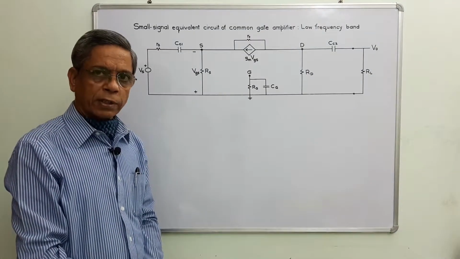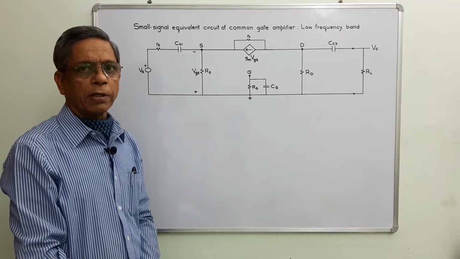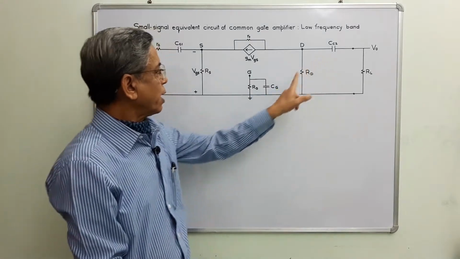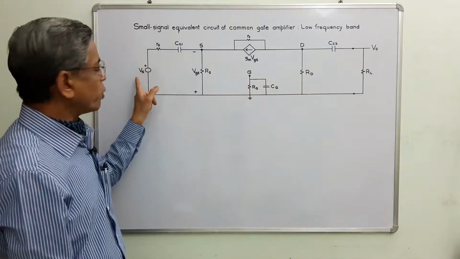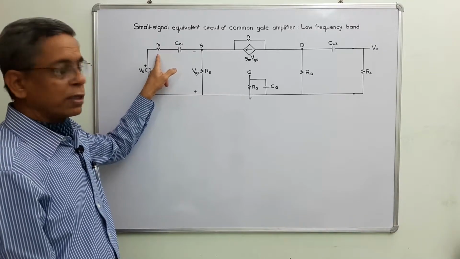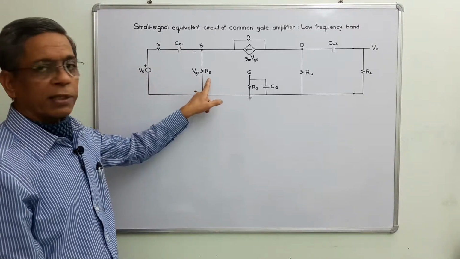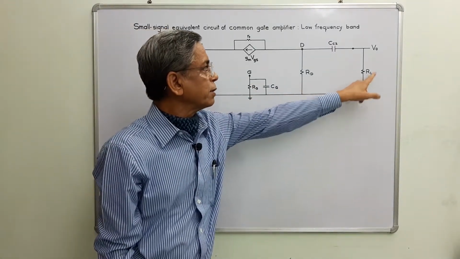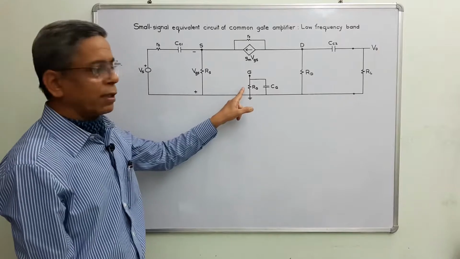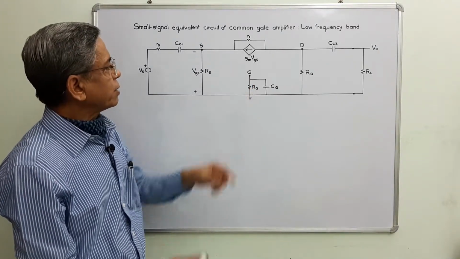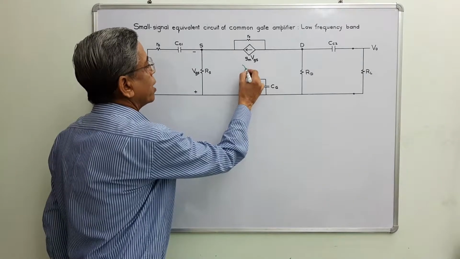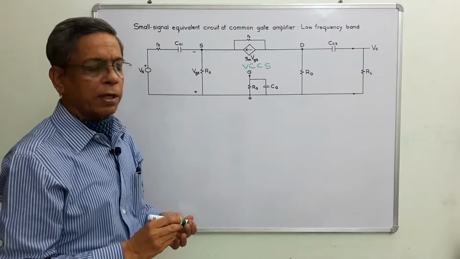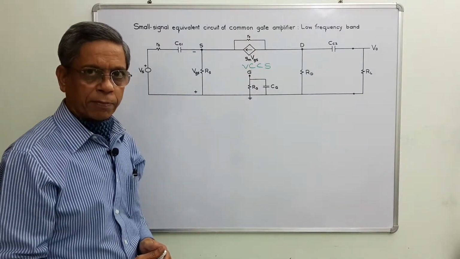This is a small signal equivalent circuit for common gate amplifier working at low frequency band. These two are coupling capacitors, and this is bypass capacitor. This is input voltage source. This is the internal resistance of input voltage source, and this is biasing resistor, and this is drain resistor. This is the load resistor. This is the output, and this is the gate resistor, and this is voltage controlled current source, and R0 is the output resistance of the device.